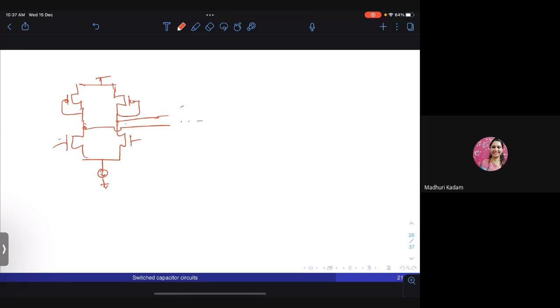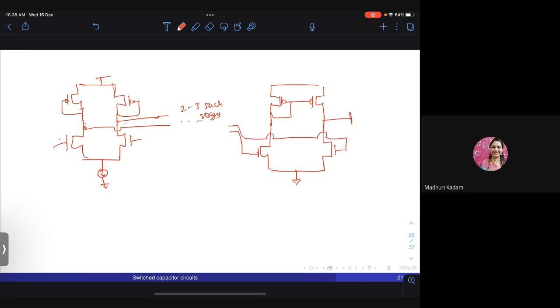And then after using 2 to 3 of such stages, what you can do is use a stage that converts the differential input to a single-ended output, and then use an inverter, or maybe even a chain of 2 inverters, to take it to rail to rail signal.